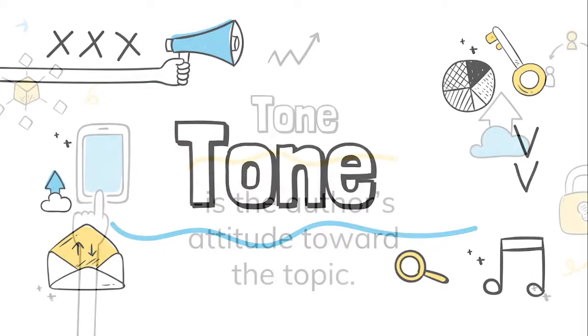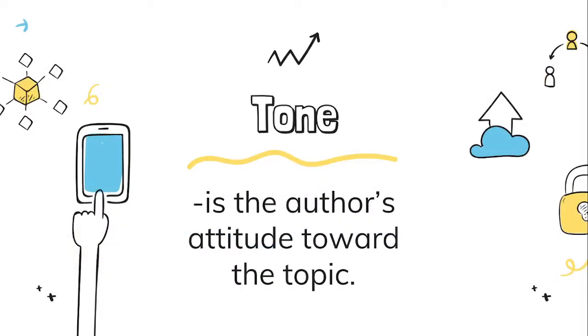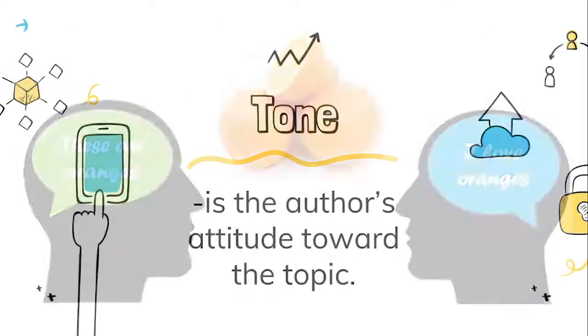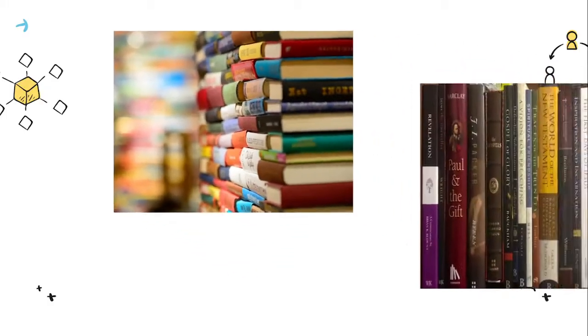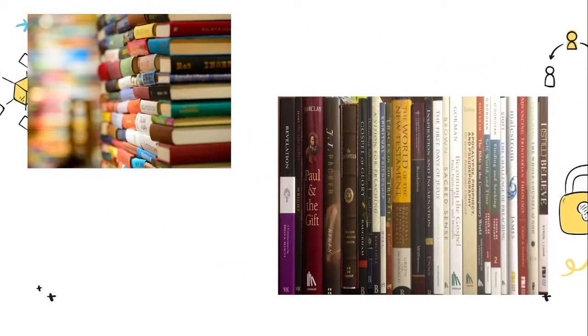Tone is the author's attitude towards the topic. The author's attitude is expressed through the words and details he or she selects. For example, textbooks are often written with an objective tone which includes facts and reasonable explanations. The objective tone is matter of fact and neutral. The details are mostly facts.